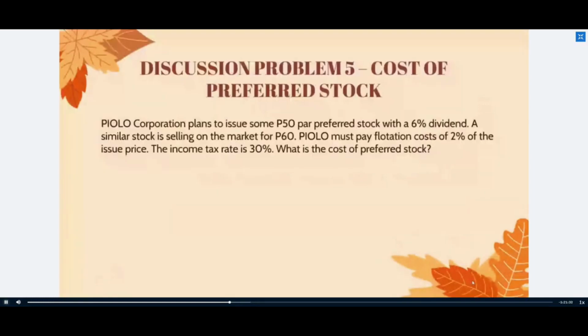So problem number 5, ulitin natin ha, cost of capital. Tapos na tayo kay cost of debt, ngayon punta natin si cost of preferred stock. Piolo Corporation plans to issue some 50 pesos per preferred stock with a 6% dividend. A similar stock is selling on the market for 60 pesos. Piolo must pay flotation cost of 2% of the issue price. The income tax rate is 30%. What is the cost of preferred stock?